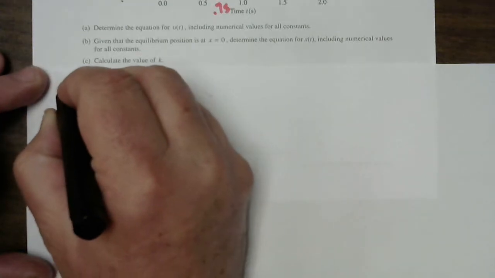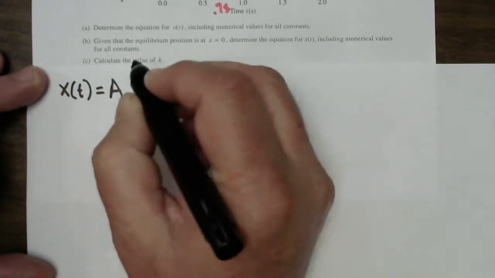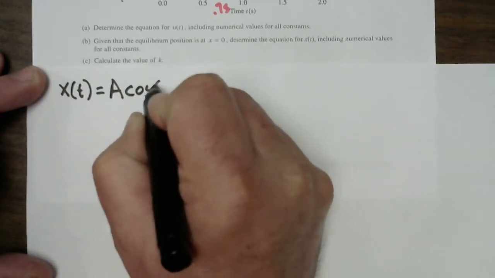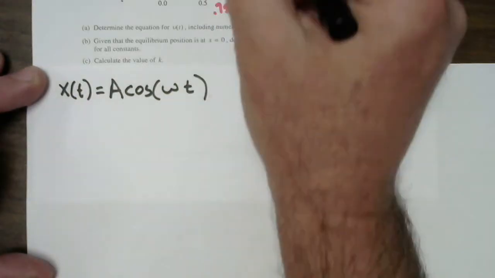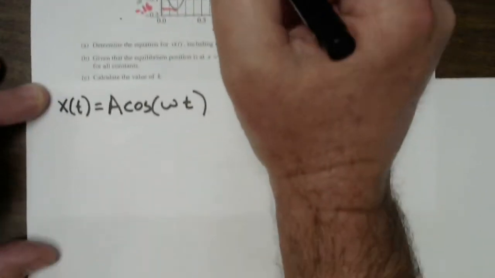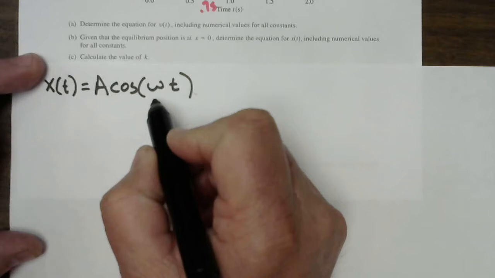I remember that the solution for this kind of stuff, the position as a function of time, is going to be some amplitude A times cosine of omega times t. And I don't know what the amplitude is of the motion. You could get it off of this drawing if they'd given you this maximum distance, but they didn't. And we need to figure out what omega is in this situation.